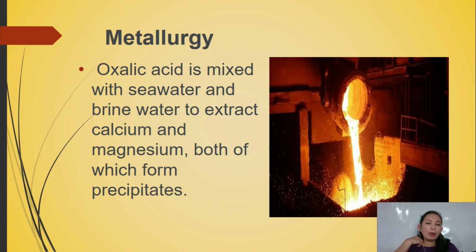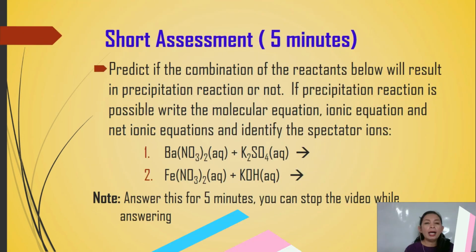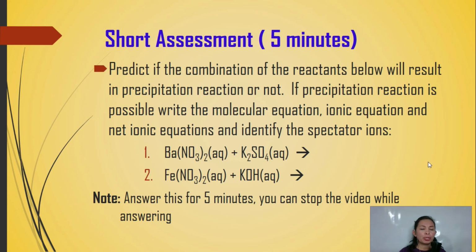And now, I hope you are ready with our short assessment. I want you to prepare just one whole sheet of paper. Okay, and for your short assessment, I have here two groups of reactants. What you need to do is to predict if a precipitation reaction will occur or not. And if possible, you write the molecular equation, the ionic equation, and net ionic equation, and also identify the spectator ions. I want you to answer this for 5 minutes. You can stop the video while you are answering. Okay, class, you can start now.